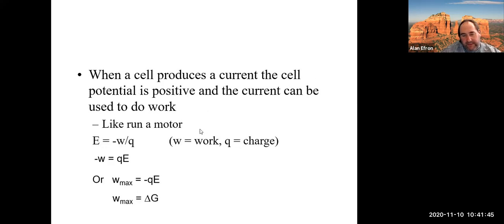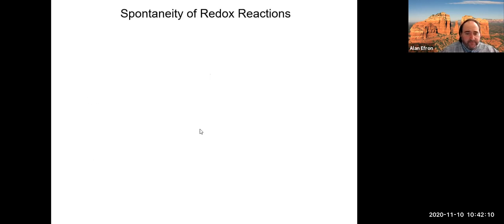And ultimately what we see is that when a cell produces current, the cell potential is positive. So usually a positive value for cell voltage means the reaction is going to be spontaneous. It's going to happen. A negative value, not so good. And the maximum amount of work that you could do is equal to our delta G, which is our Gibbs free energy here.